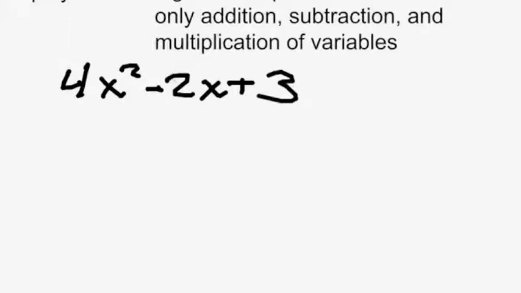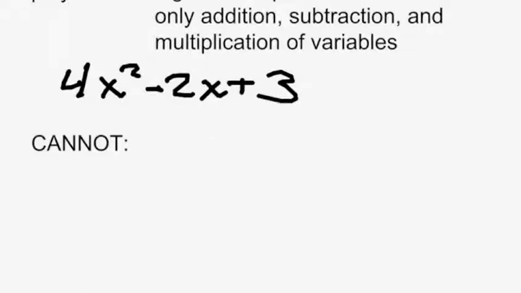Chapter 1.4 is on polynomials. A polynomial is an algebraic expression that involves only addition, subtraction, and the multiplication of variables. So an example of a polynomial would be 4x squared minus 2x plus 3. And you see you only have addition and subtraction and multiplication.